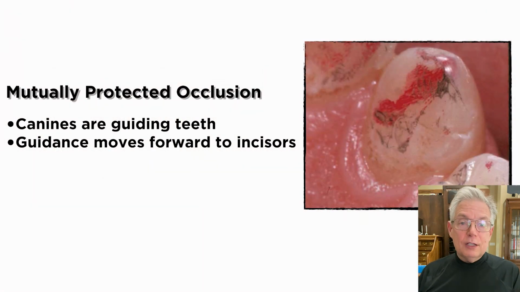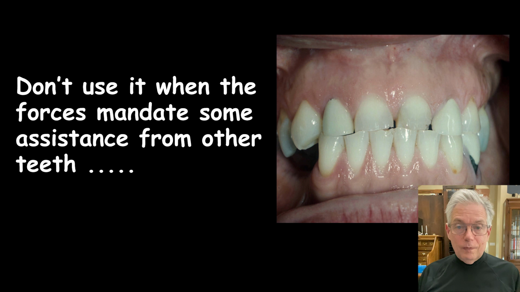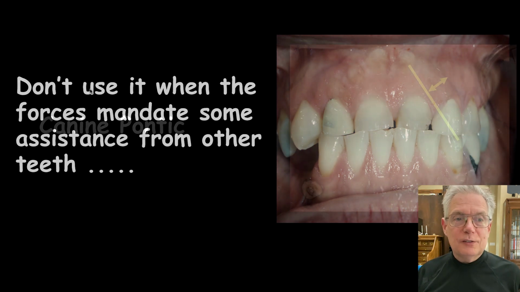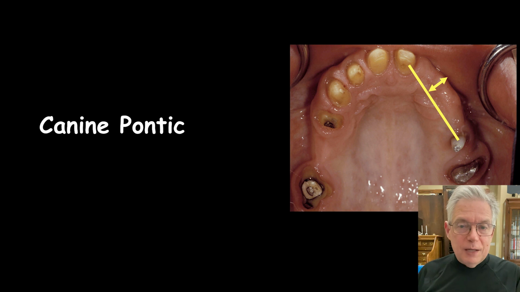In a mutually protected occlusion, which is how I always start my design, canines would be the guiding teeth. Guidance moves forward to the incisors as they slide out. I'm not going to use that when forces mandate assistance from other teeth. For instance, a canine pontic. Before we had implants, we had to do things like this.